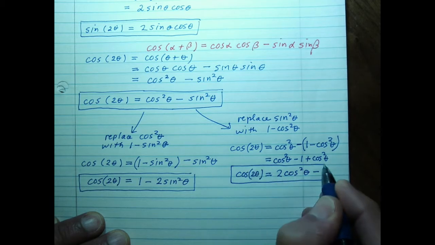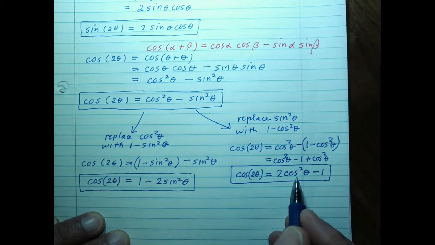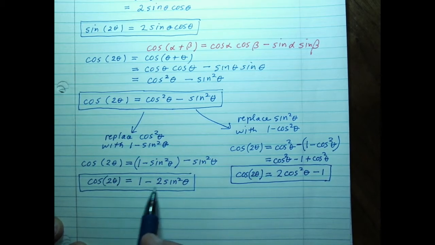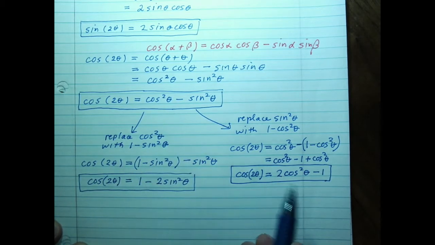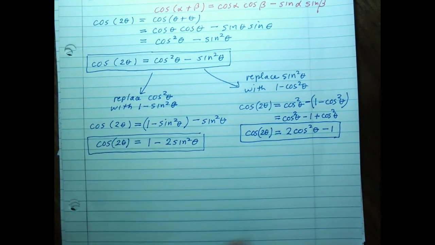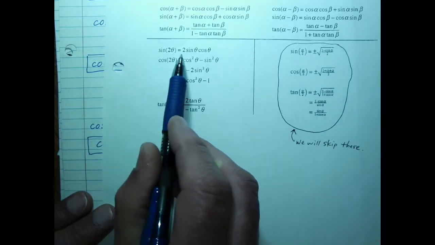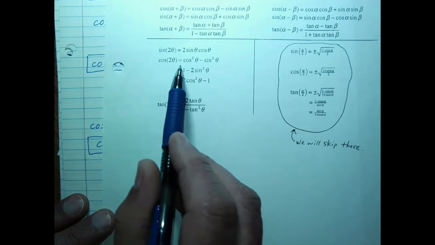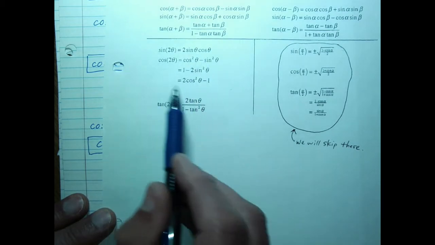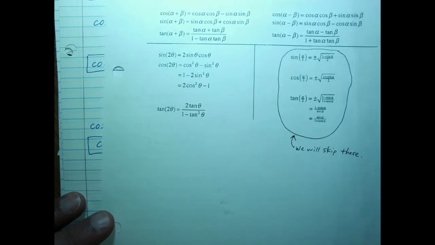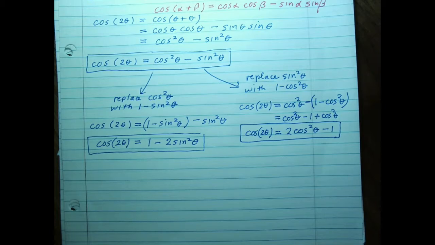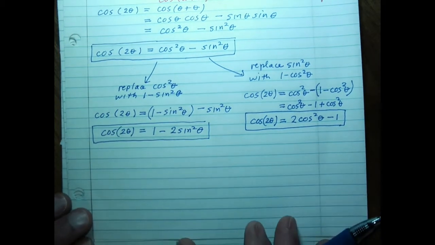So notice it's a little bit different here. We have a positive 2 cosine squared theta minus 1. When we did the same kind of trick with sine, we ended up with a positive 1 minus 2 sine squared theta. And these are the 3 famous forms of the double angle identity for cosine. On our formula sheet, we have 1 line for sine of 2 theta, but for cosine of 2 theta, we have 1, 2, 3 lines, because we have 3 versions that we can pick and choose as we like for various situations.